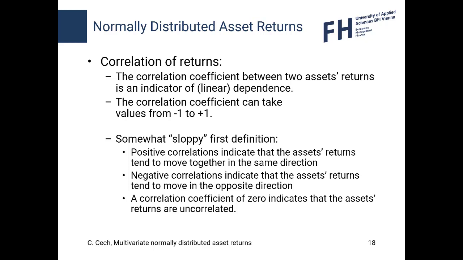The correlation coefficient can take values from -1 to +1. And let me give you a first somewhat sloppy definition so that you get an idea what correlation tells us. If we observe positive correlations, then the asset returns tend to move together in the same direction. When the correlation is negative, this indicates that the returns move in opposite directions. And a correlation coefficient of 0 indicates that the returns are uncorrelated.